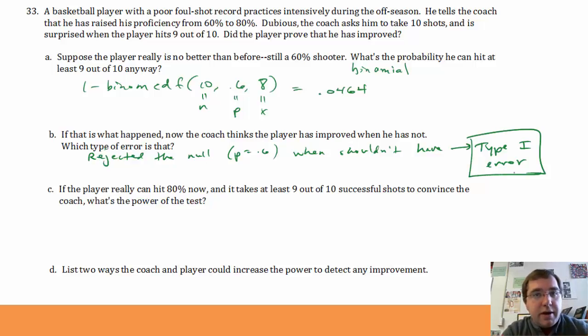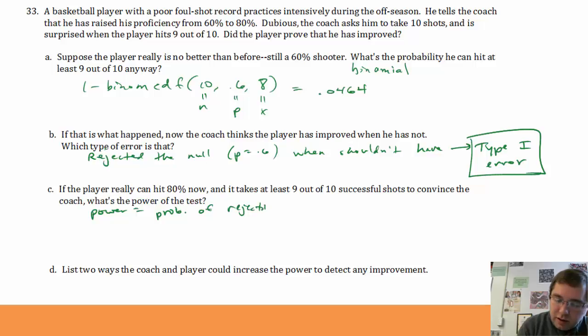Okay, so that's one scenario, that his success rate has not changed from 60%. The other scenario is it actually has changed. So part C, if the player really can hit 80% now, and it takes at least 9 out of 10 successful shots to convince the coach, what's the power of this test? So remember, power is the probability of rejecting H0 when you should.